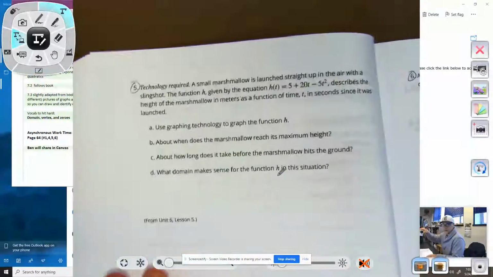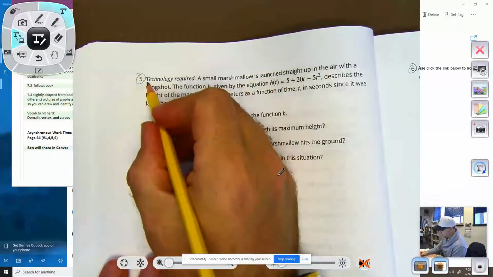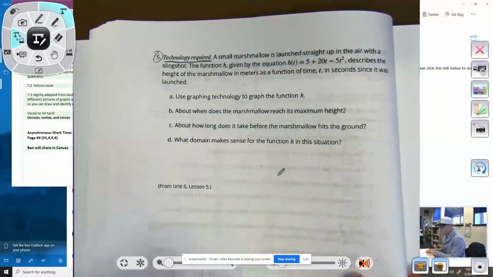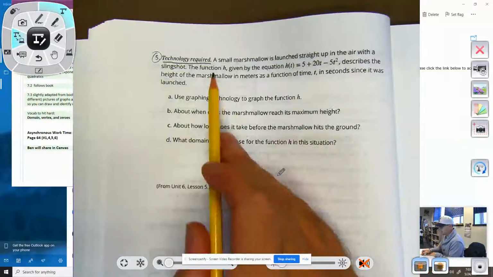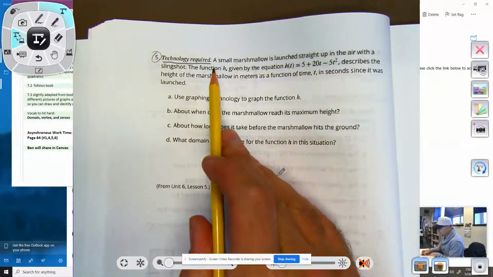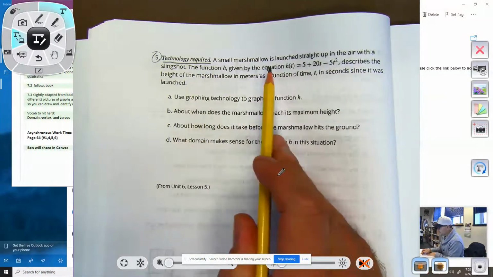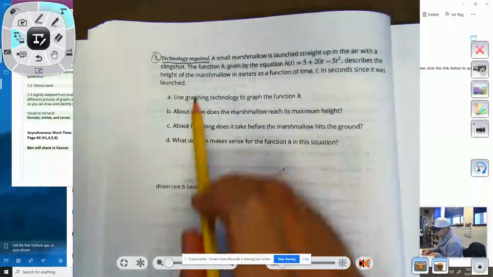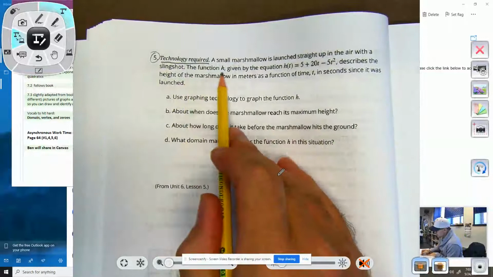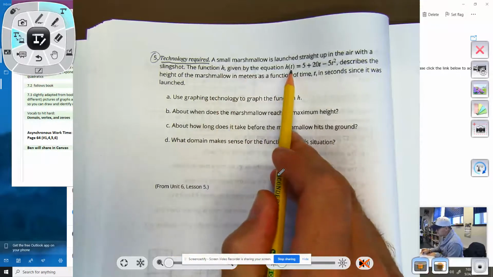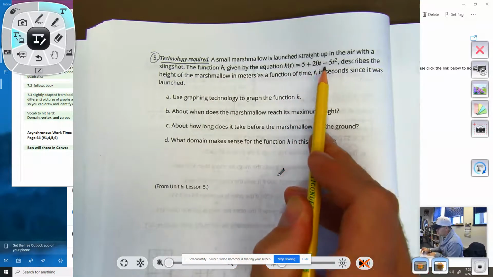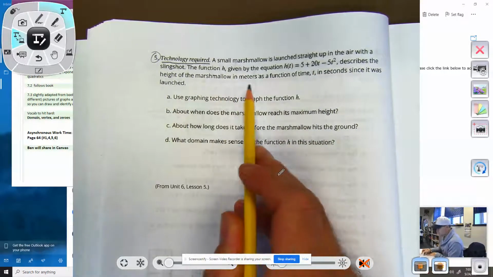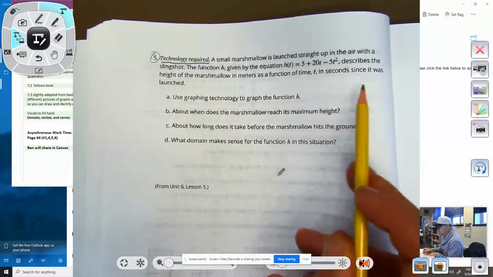All right. Take a look at this right here. This says technology required. That means you're probably going to have to use Desmos or some kind of online calculator. Let's read the explanation, the narrative. A small marshmallow is launched straight up in the air with a slingshot. Pew! I like that. That sounds like fun. The function h given by the equation h of t equals 5 plus 20t minus 5t squared describes the height of the marshmallow in meters as a function of time in seconds since it was launched.